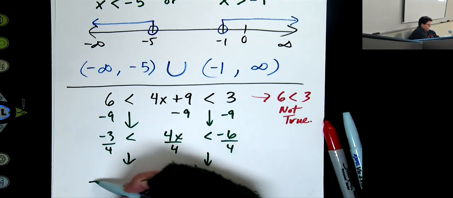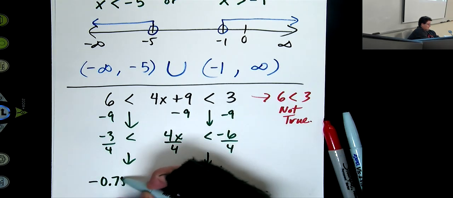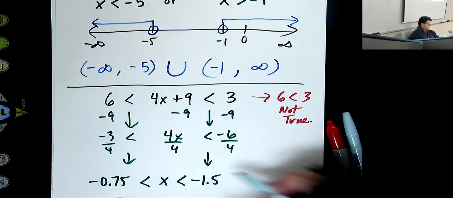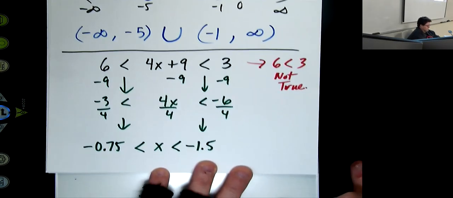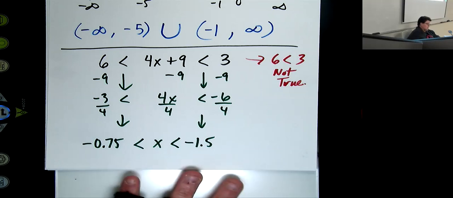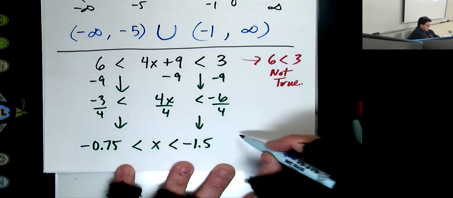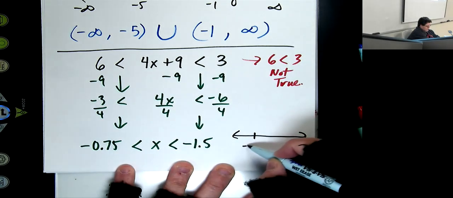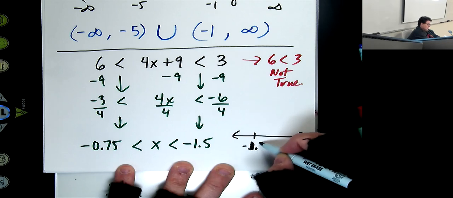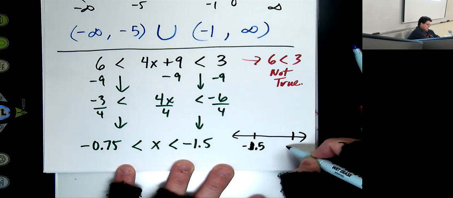And I get negative 0.75, 3/4 is 0.75, is less than x, which is less than negative 1.5, which is 6 divided by 4. When you put these on a number line, the negative 1.5 has to be lower than the negative 0.75, which means it goes on the left.